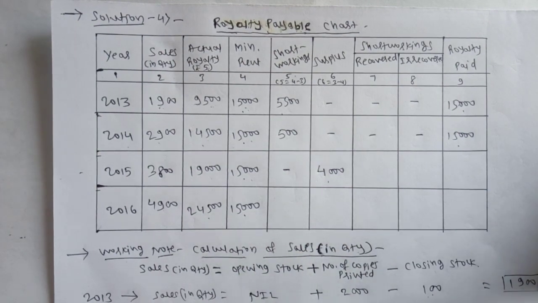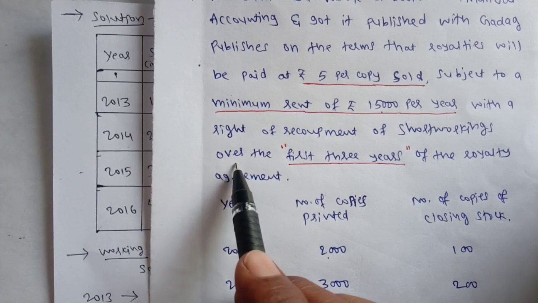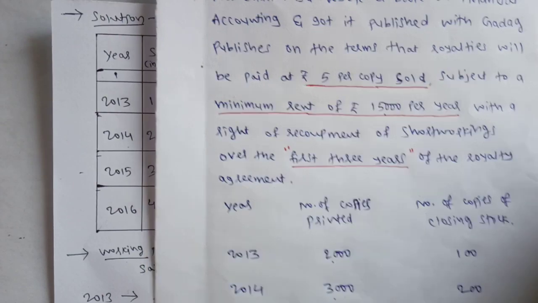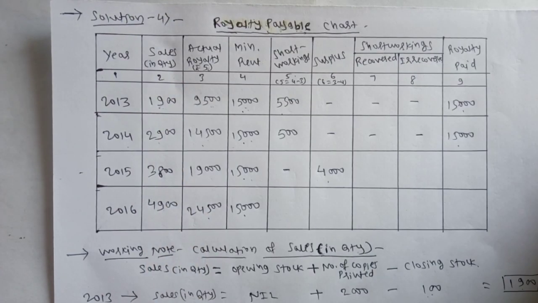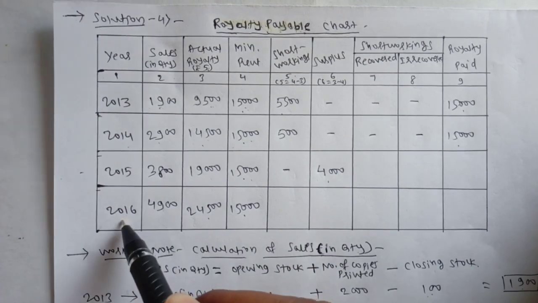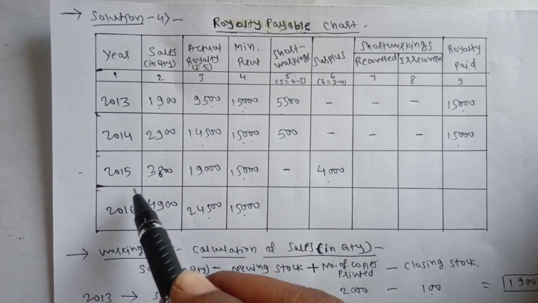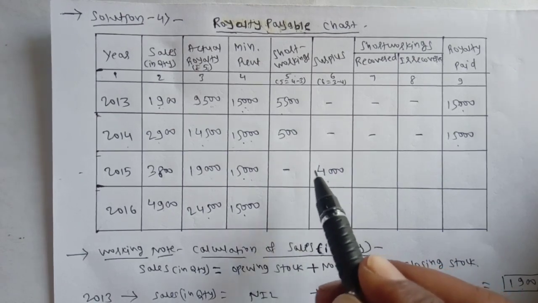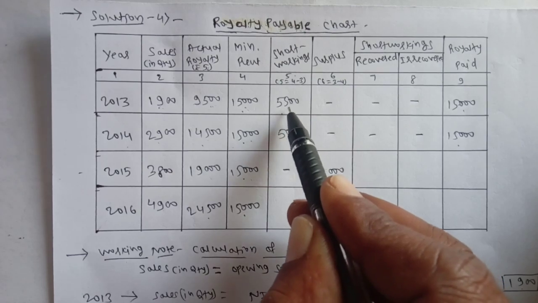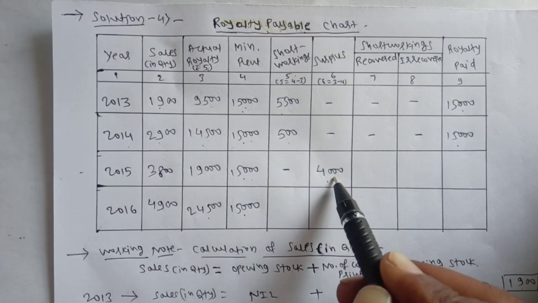See what they have given in the problem: recoupment of short workings over the first 3 years of the royalty agreement. So recoupment, that is recovery of short workings, is available up to 3 years: 2013, 2014 and 2015. After that, in 2016, no recoupment facility is available. Here surplus is 4,000 and total short workings is 5,500 plus 500, that is 6,000.